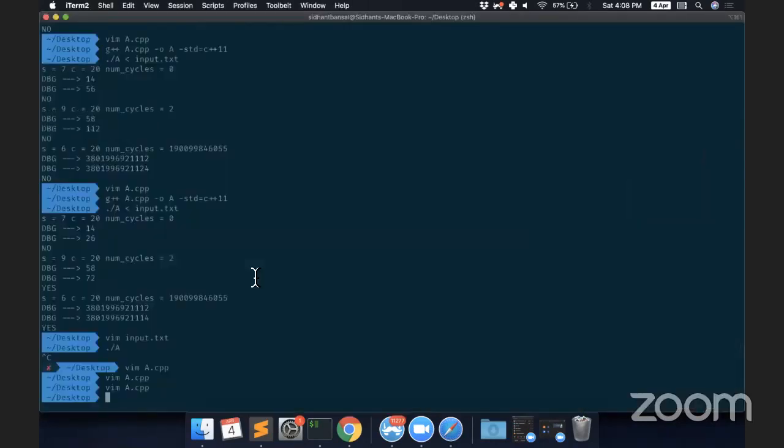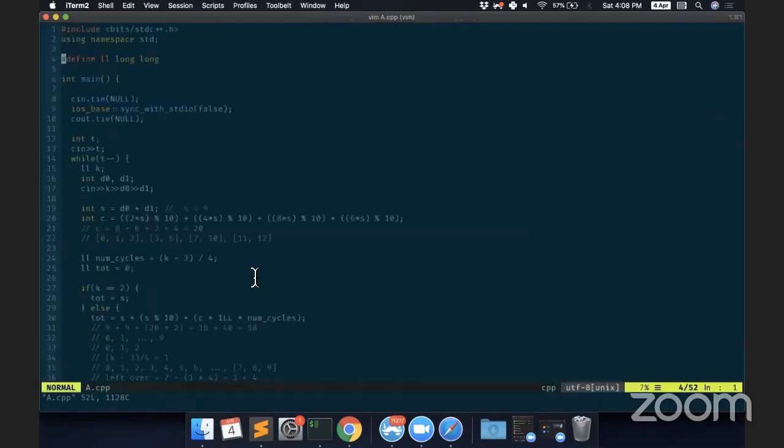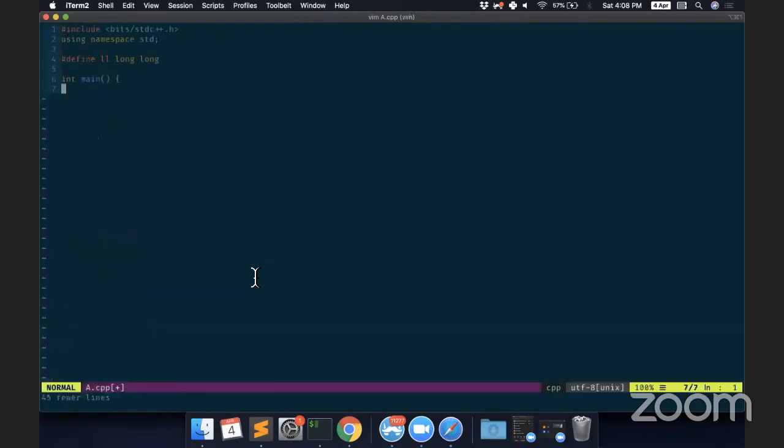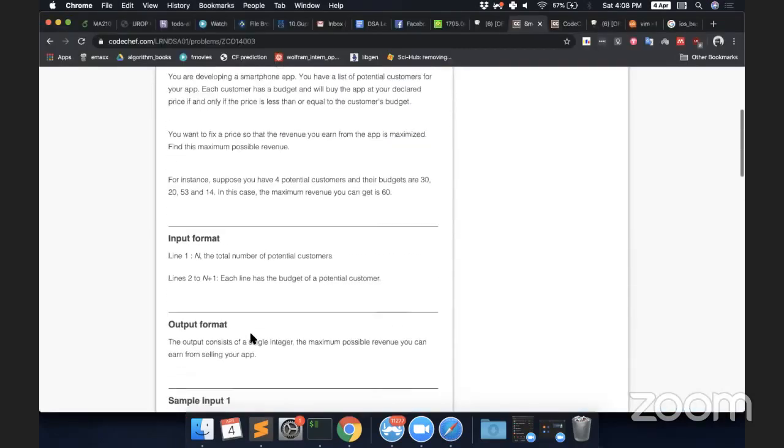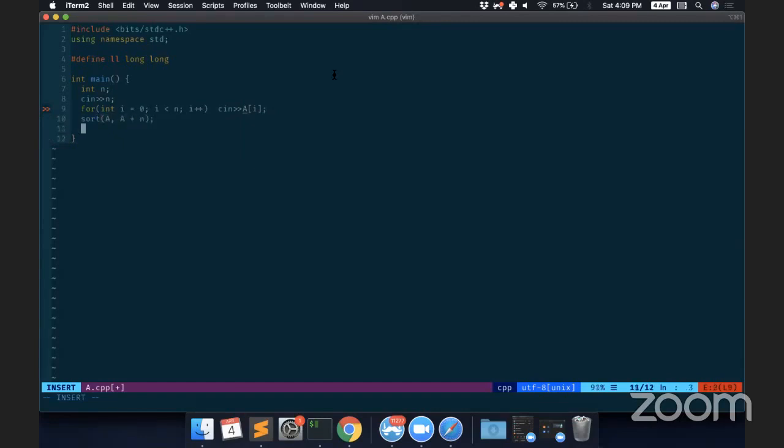I'll just get into the coding aspect. In the first integer, he gives you n, then he gives you the array. Then you just sort the array. Then you go from.